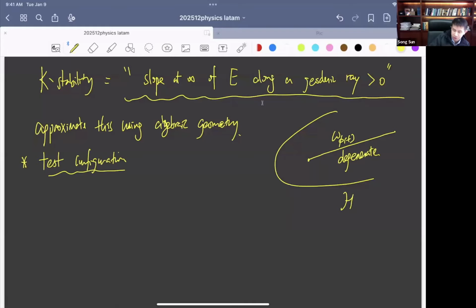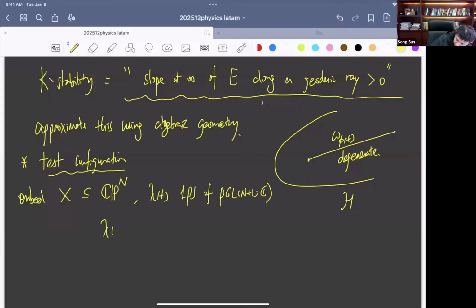It's terminology, but it just means that you embed X into some CP^N. You first embed, and then you take a one-parameter subgroup of PGL_{N+1}, the automorphisms of CP^N, and then you degenerate this variety X along this direction, lambda of t, and when t goes to 0, you may get something else, X_0. And the point is that X_0 could be singular.